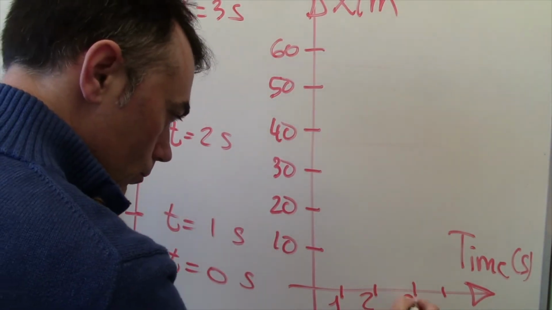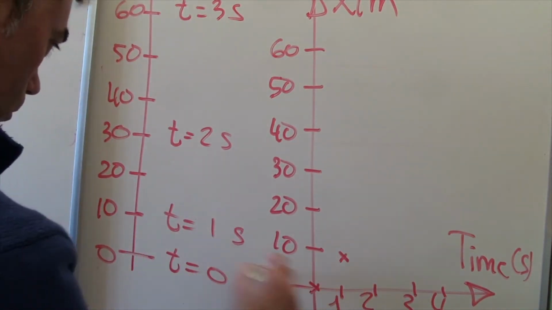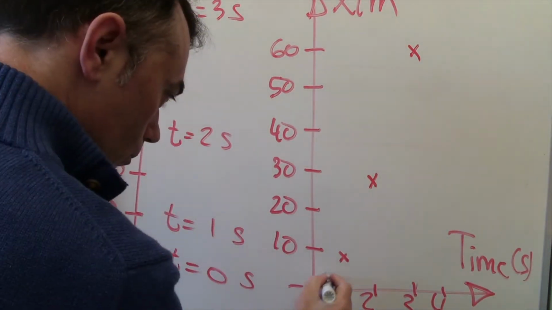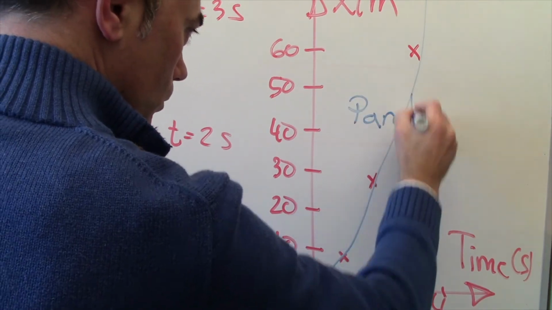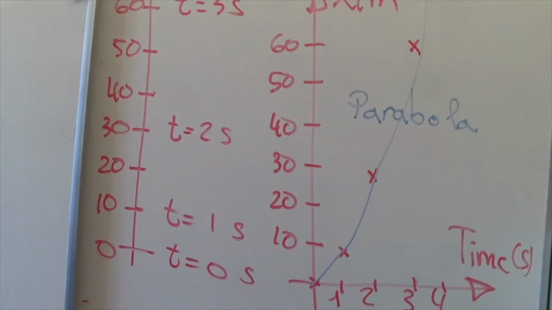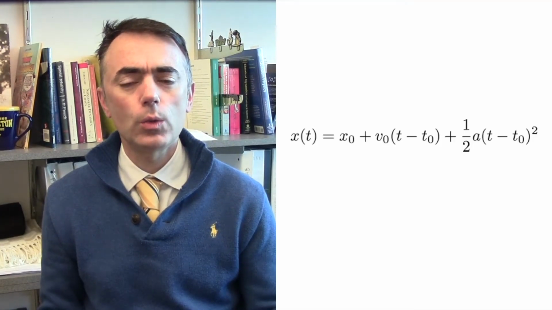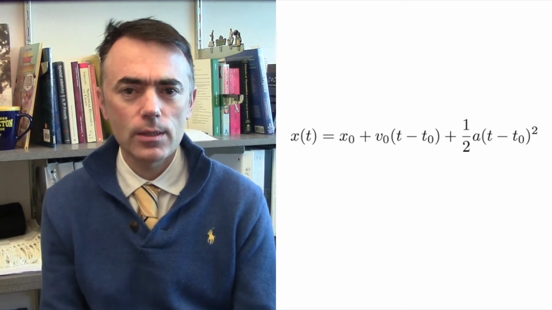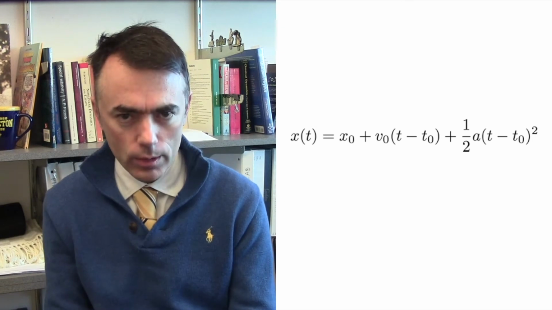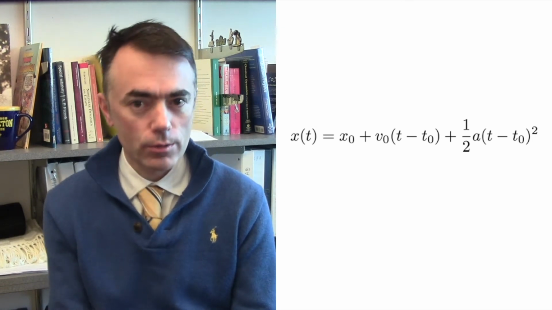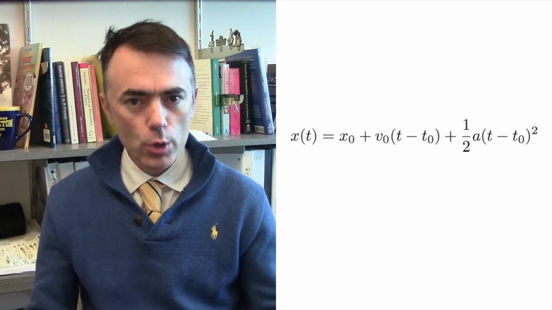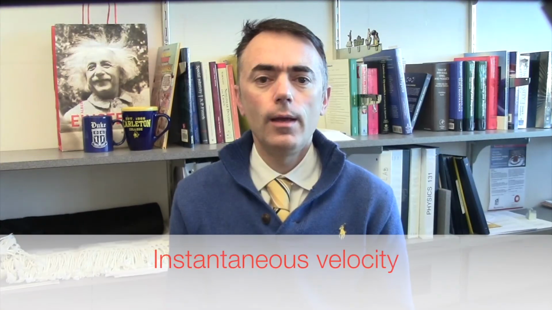In this case, because she increases velocity at a constant rate, she describes a uniformly accelerated motion. She has a constant acceleration. This motion is described by the equation x of t is equal to x naught plus v naught times t minus t naught plus 1/2 of a times t minus t naught squared, where v naught is the velocity at zero time and a is the constant acceleration. This equation of motion describes a parabola.